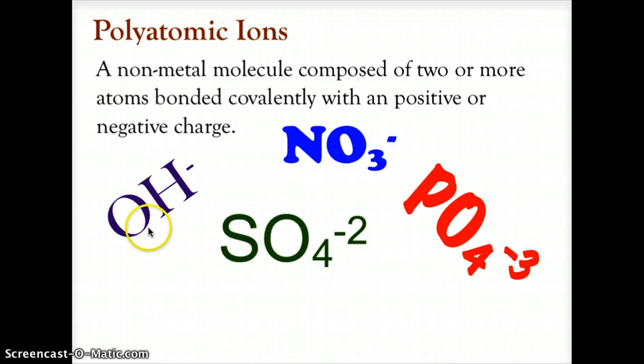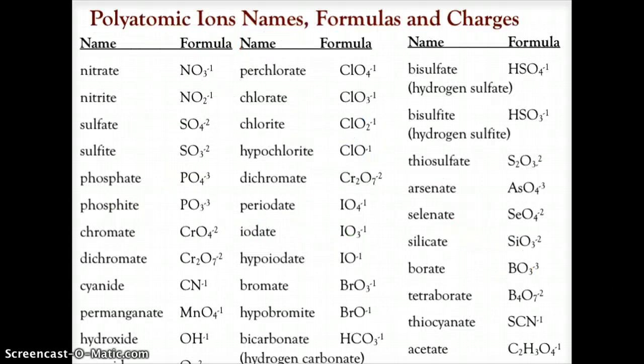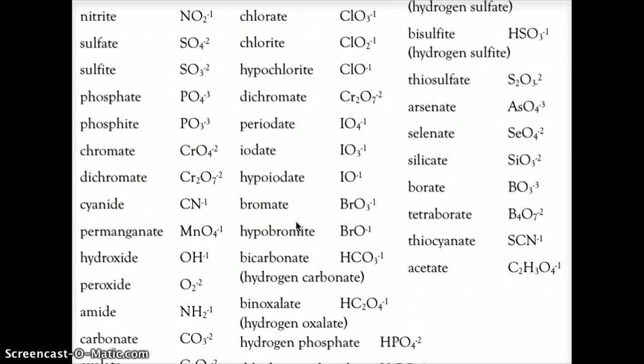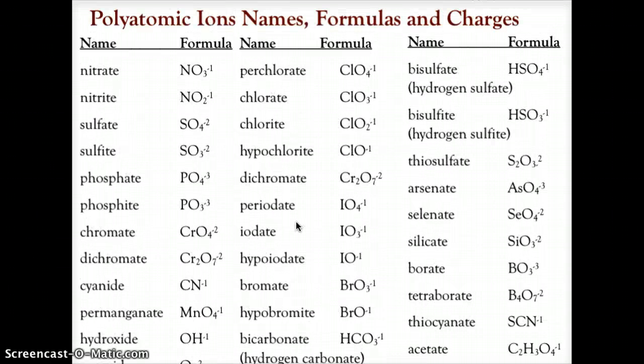So we have some examples here of OH negative, which is called hydroxide, NO3 negative, which is nitrate, SO4 negative 2, which is sulfate, and PO4 negative 3, which is phosphate. And here we have an actual list of the most common ions we will use in this class. And this is available on a PDF here on the Sophia, but it's also available in your Blackboard in the toolkit, but also in Chapter 7.